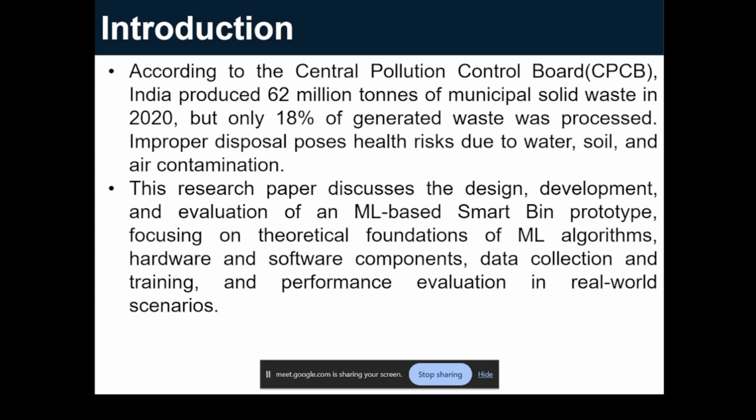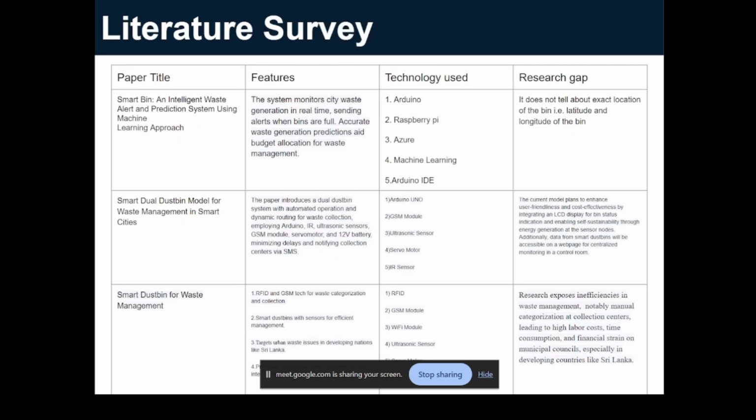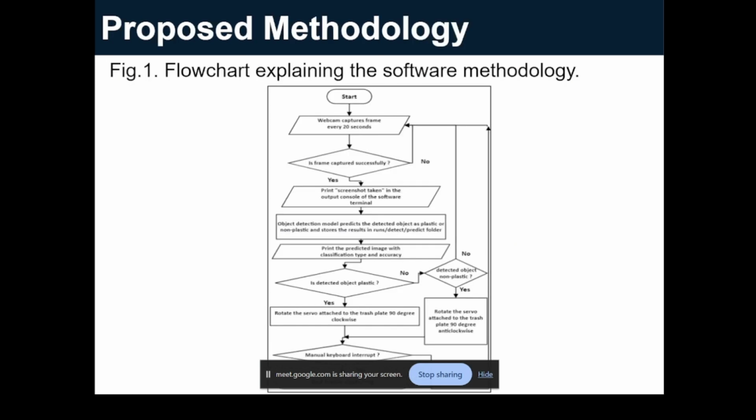with a higher amount of efficiency and accuracy. Here we have referred a few papers with existing hardware architectures using Raspberry Pi, but what we realized was that even though these projects already exist, none of them have been accurately able to segregate plastic and non-plastic and dump them in an efficient and accurate manner. So I would like to propose our methodology, which we have divided into two parts. The first part is the software methodology and the second part is the hardware methodology.